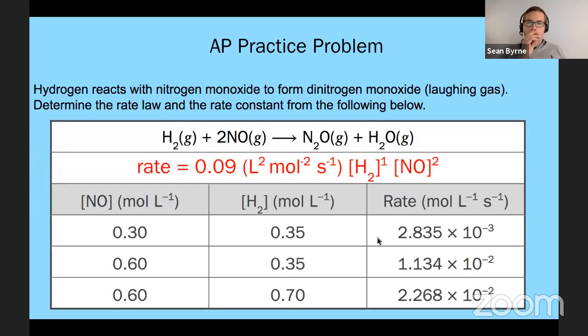So our final answer here would be that the rate is equal to 0.09 liters squared moles to the minus second times seconds to the minus first, H2 to the first power. You could probably leave that one off because we know that that's implied if there's no exponent, that it's just to the first, and then NO to the second. Okay.